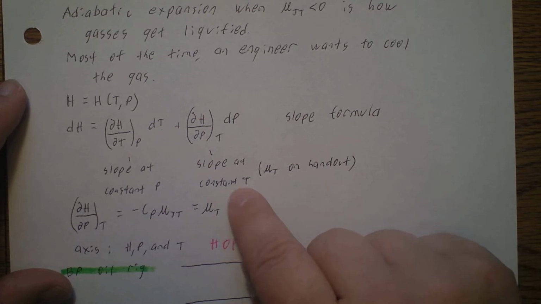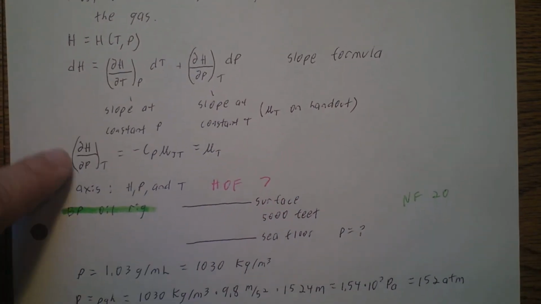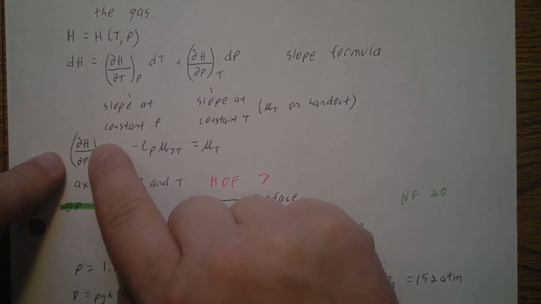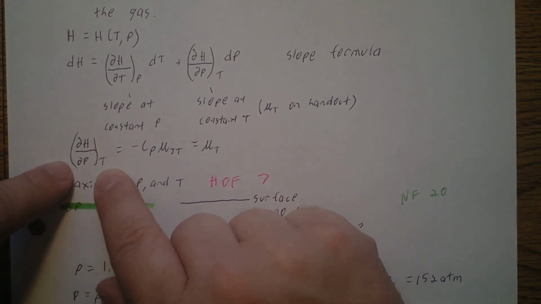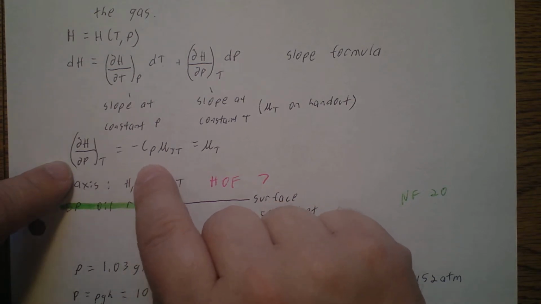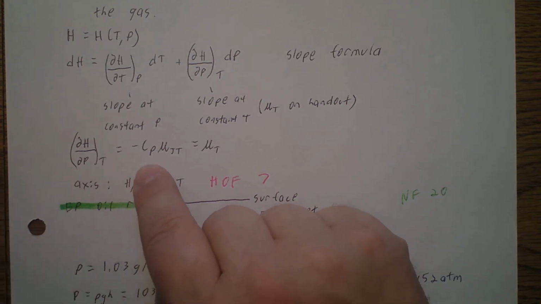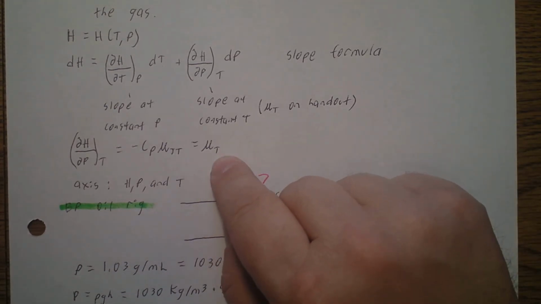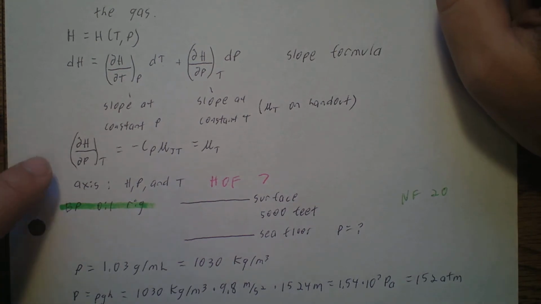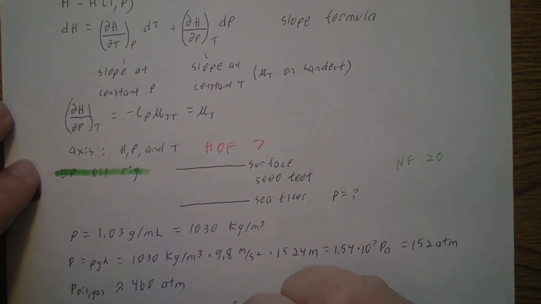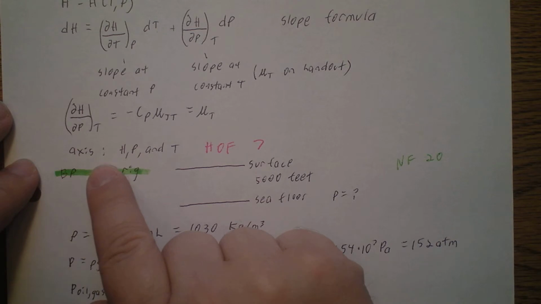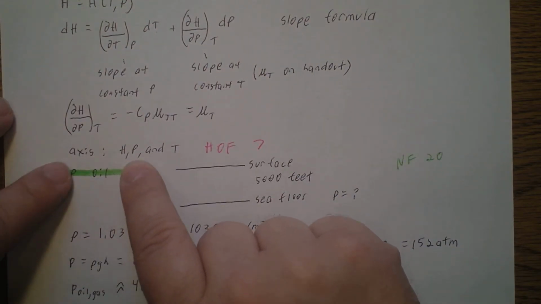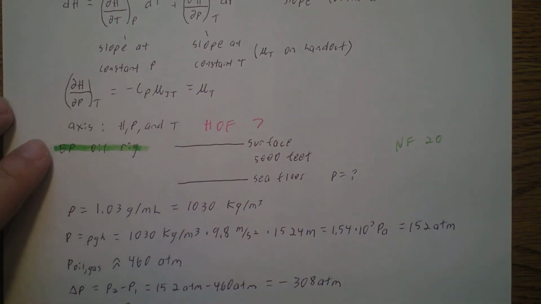This will be called mu T on the handout. I forgot to write the number of the handout, darn it. Okay, the partial derivative of enthalpy with respect to pressure holding temperature constant is equal to minus the heat capacity at constant pressure times mu JT, which on the handout is just called mu T, the constant temperature. So if we wanted to graph that, we would have 3 axes: enthalpy, pressure, and temperature. So look at handout figure 7.